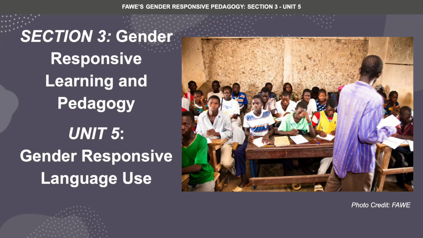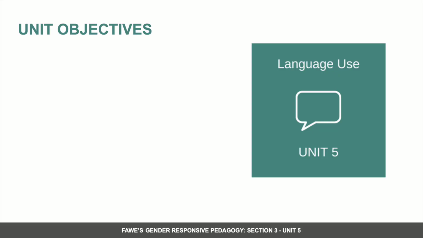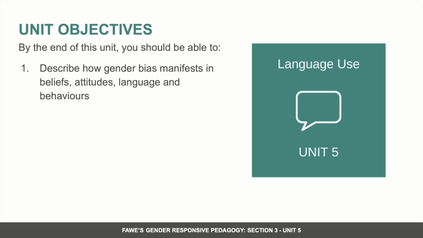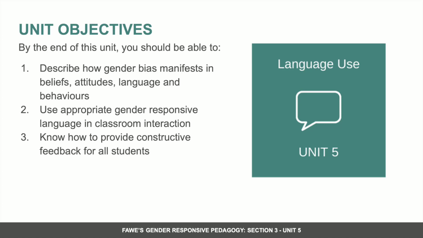Welcome to Unit 5, Gender Responsive Language Use. By the end of this unit, you should be able to describe how gender bias manifests in beliefs, attitudes, language, and behaviors. Use appropriate gender-responsive language in classroom interaction. Know how to provide constructive feedback for all your students.